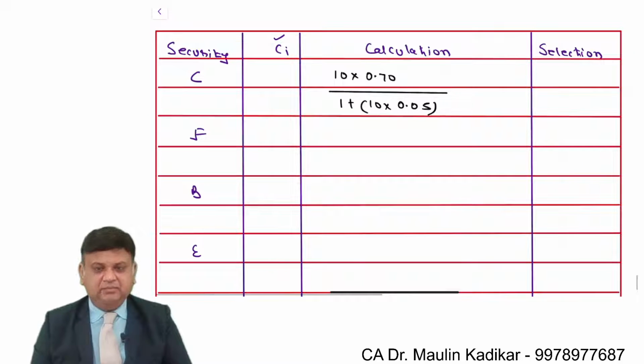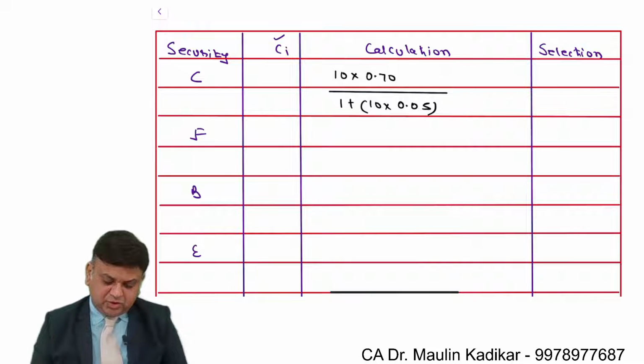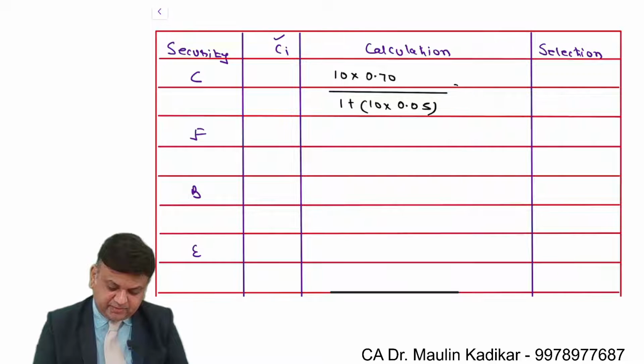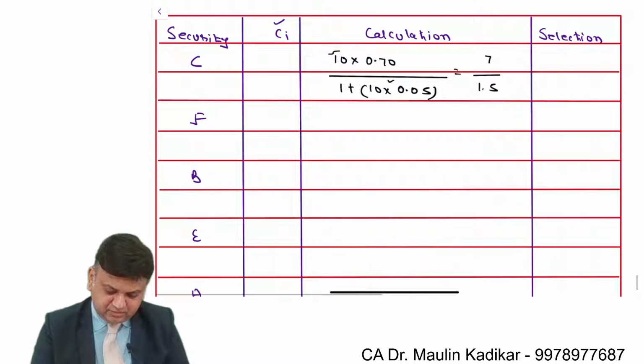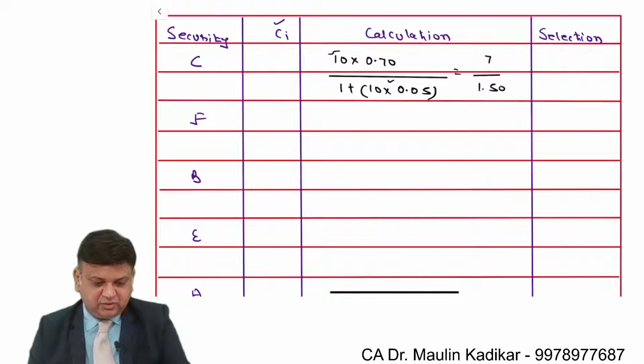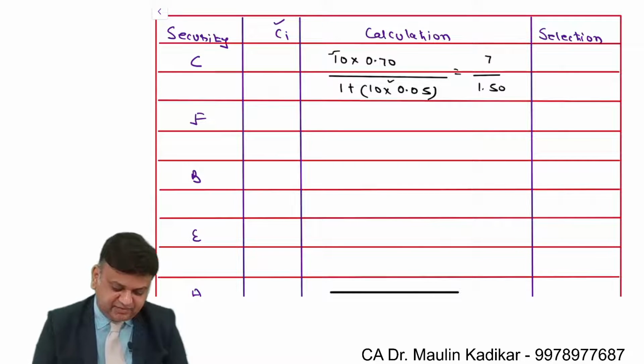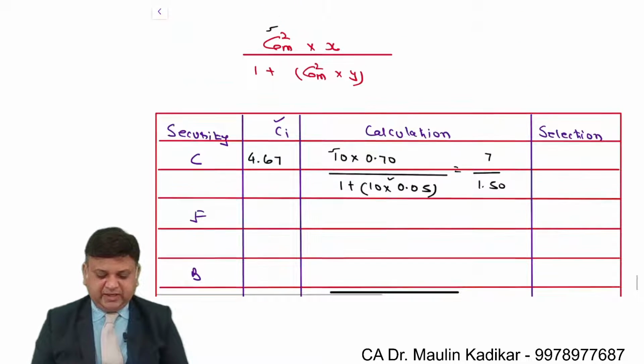Now friends, there is a simple rule of BODMAS in which multiplication and division will be given preference in comparison to addition. So you are required to work out the answer in this way. 10 into 0.7 is 7, divided by 10 into 0.05, so it is 0.50, plus 1, that is 1.50. So 7 divided by 1.50 is 4.666667. So 4.67. And so on, we are required to make the calculation of the answer.